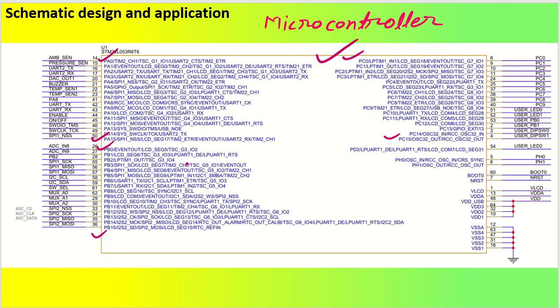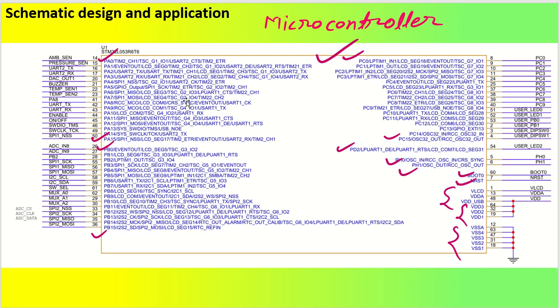Other peripherals are also there, like PD2, then PH0, PH1, and the boot pin is here, and then NRST, that is the reset pin, is here. All the power supply pins are here, like LCD supply, then VDDA, VDD USB. We have the power supply pins, VDD pins, and VSS, and all the ground pins are put together.